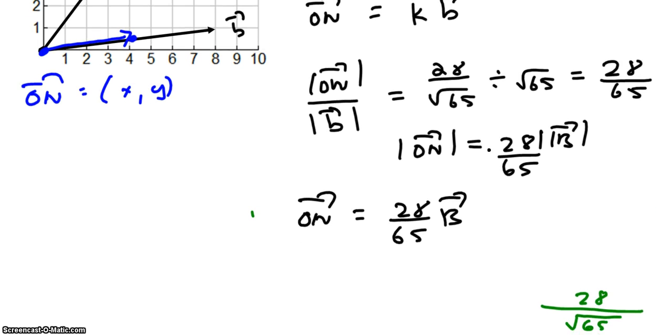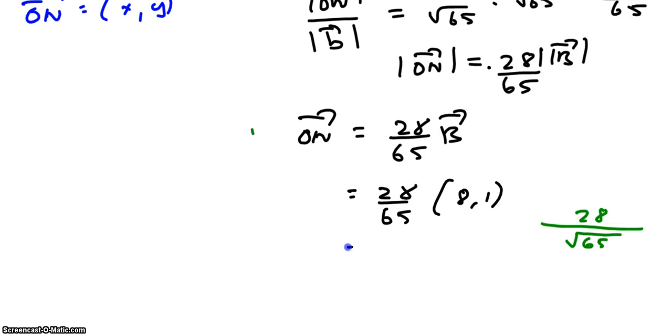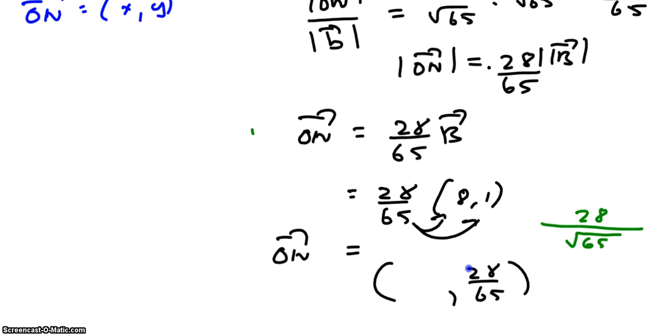Now the question is, do we know the Cartesian form for B? Yeah, we do. It's (8, 1). And what we can do afterwards is find ON. You just have to multiply it out and you end up getting some fraction. So over here it's going to be 28 over 65 times that, and this one is the actual vector.